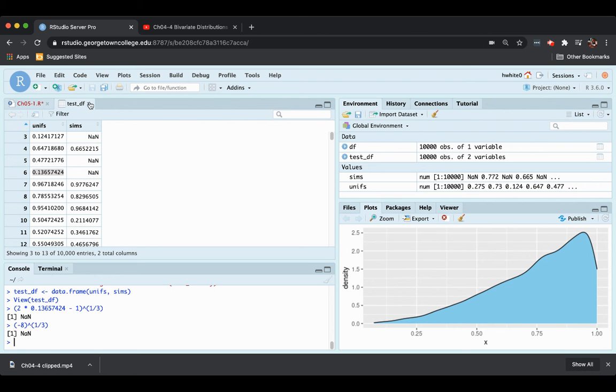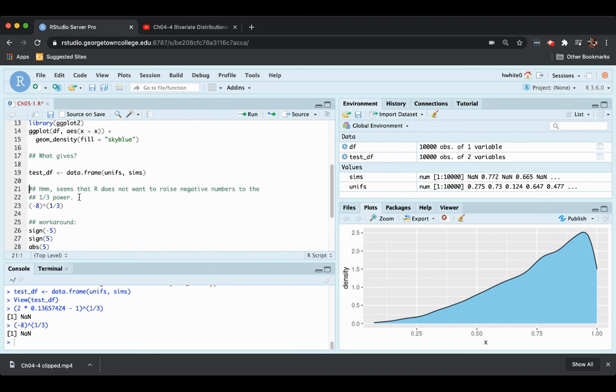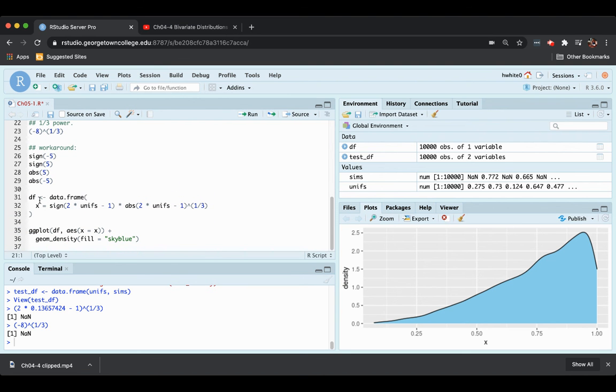Okay. So let's head back and think about it. Here's my idea for a workaround. There is an R function called sign. What it does is it takes a negative number and returns -1, and a positive number and returns 1. So like sign of -5, check it out in the console, -1. Sign of 5 is 1.